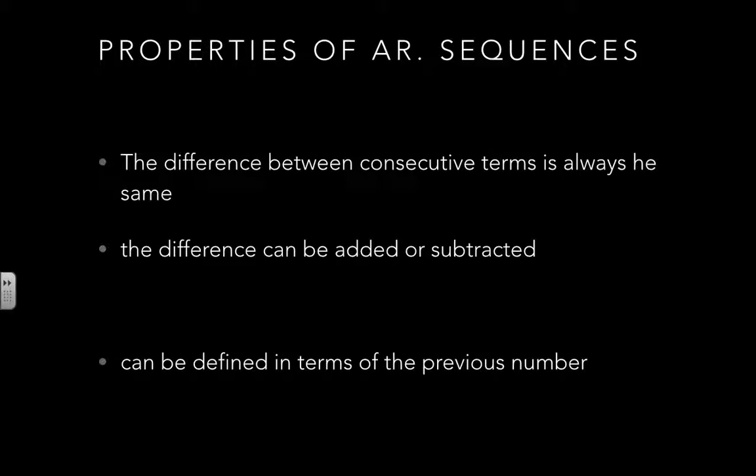Okay. So, oh wait, the T did not come out here. Not cool. So, we have certain properties of an arithmetic sequence. The first is that the difference between the consecutive terms is always the same. Meaning they're added or subtracted by the same number, and I can define it in terms of whatever number I want.